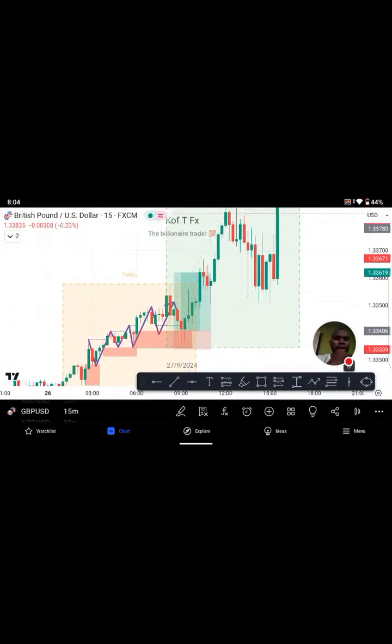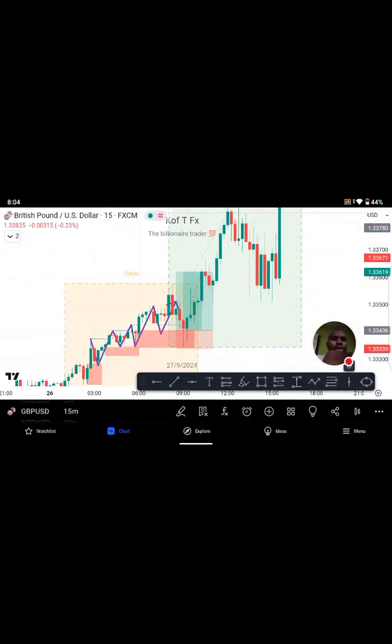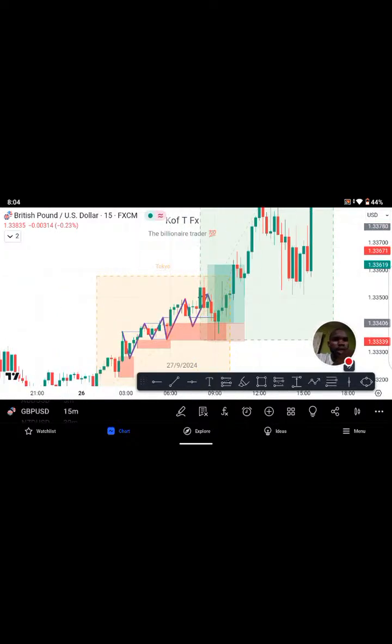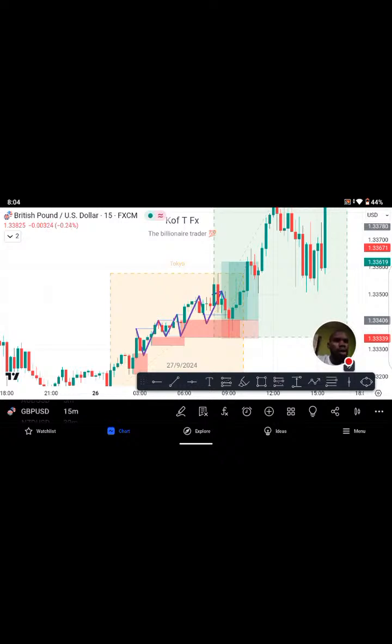This was the analysis I did yesterday, and the price actually played out. So let's see what the difference is. I want to draw out something. We have this high here, and price broke that high, giving us a first break of structure. Then there is a pullback and it broke this high as well, giving us a second break of structure.